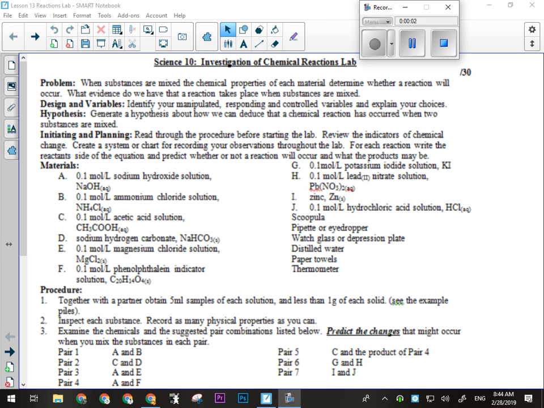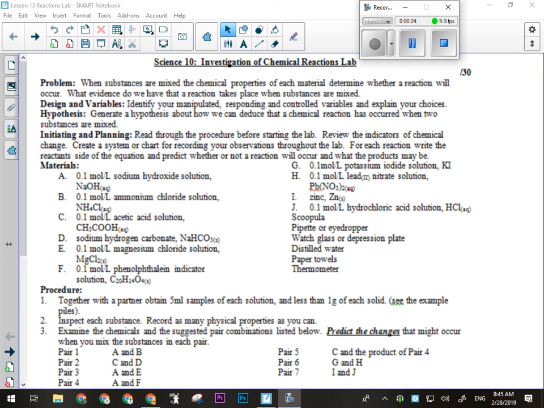All right. So the purpose, guys, of this lab is we want to investigate the signs of a chemical reaction. We want to know what happens in a chemical reaction, right? And what we learned the first day we talked about chemical reactions was this, okay? In a chemical reaction, atoms can be separated, joined, or rearranged.